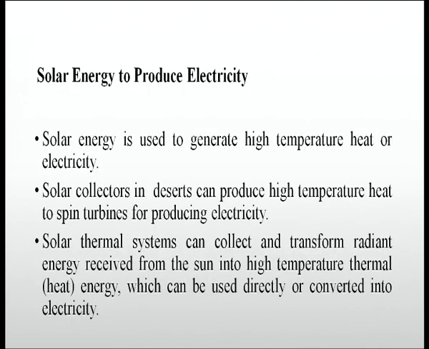Solar energy to produce electricity. Solar energy is used to generate high temperature heat or electricity. Solar collectors in deserts can produce high temperature heat to spin turbines for producing electricity. Solar thermal systems can collect and transform radiant energy received from the sun into high temperature thermal energy, which can be used directly or converted into electricity.